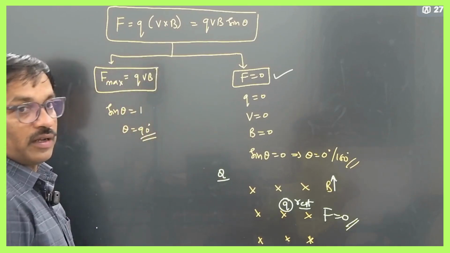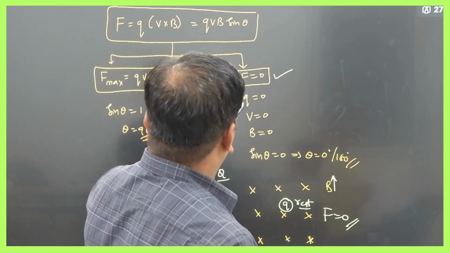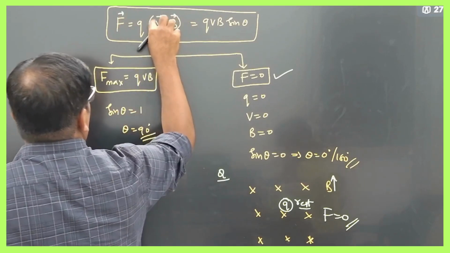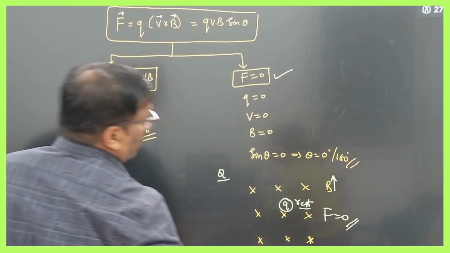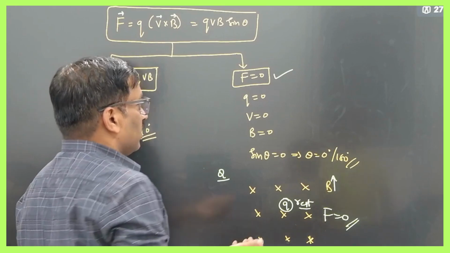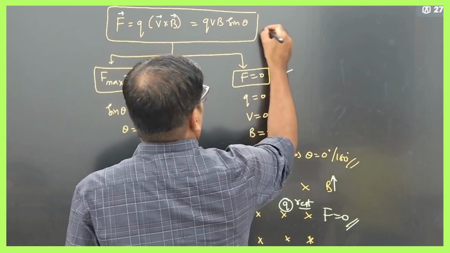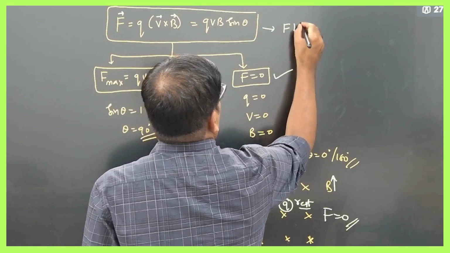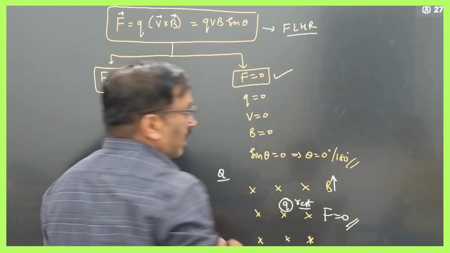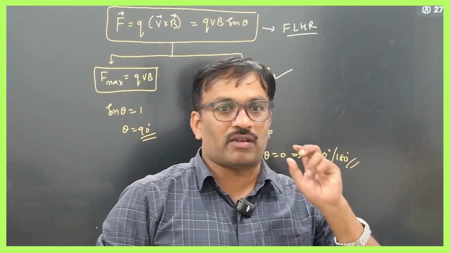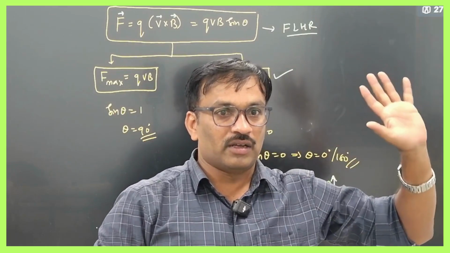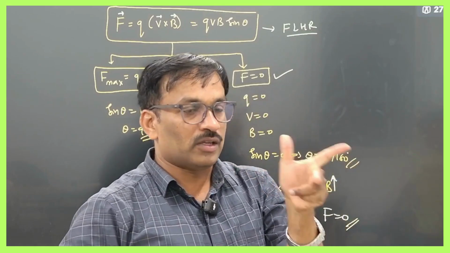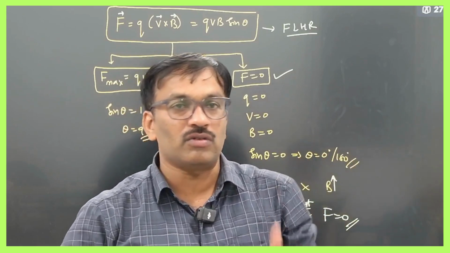And one more important thing, you need to understand the direction of the force. I already told you, the direction of the force will be perpendicular to the velocity and perpendicular to the magnetic field. There are many methods to calculate the direction, but the best is Fleming's left hand rule. So what is this Fleming's left hand rule? You have to take your left hand and stretch these three fingers, which are mutually perpendicular to each other.